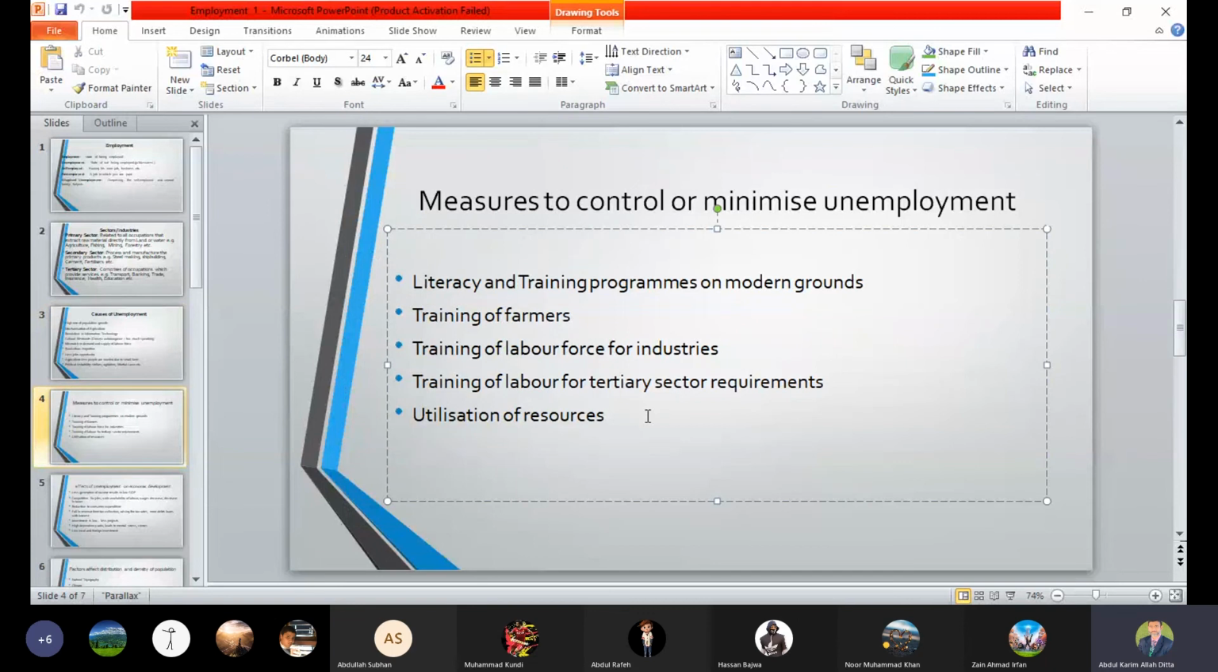Okay, how can we control it? Literacy and training programs on modern grounds, training of farmers, training of labor force for the tertiary sector, and utilization of resources. So these are some of the steps we can take to minimize unemployment in the country. Any point you didn't understand, beta, ask me.